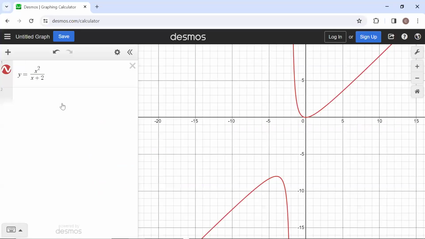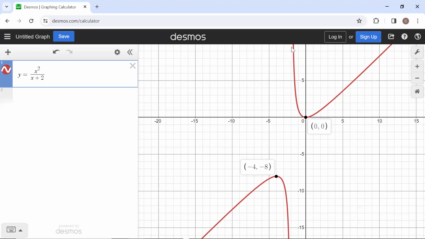You can see over here, this is how the graph looks like. y equals x squared over x plus 2. It's actually a disjointed graph, which means there are two parts of the graph that are not linked together. You can see the minimum point is (0, 0), and the maximum point is (-4, -8). So this is a disjointed graph whereby the two parts are not linked together.